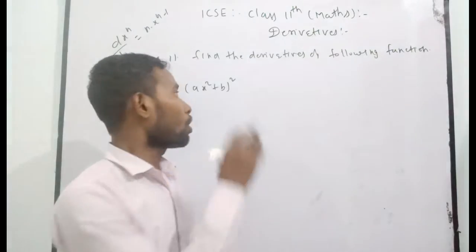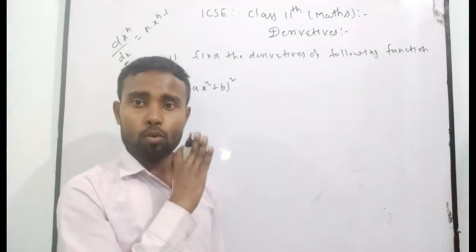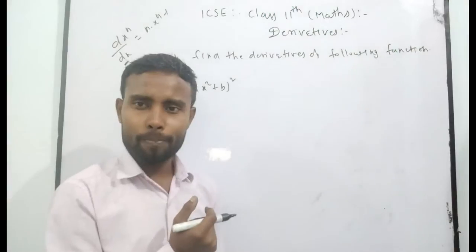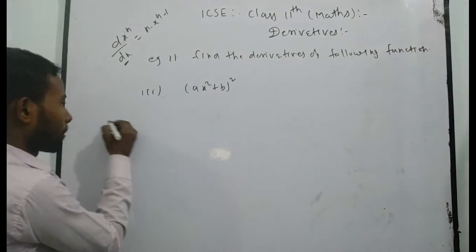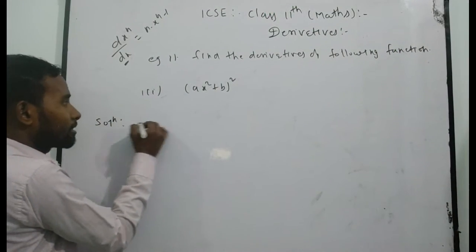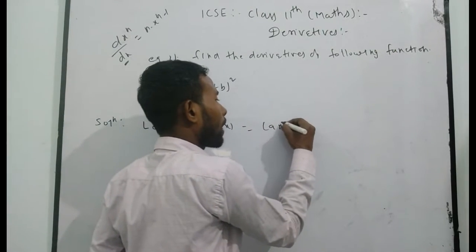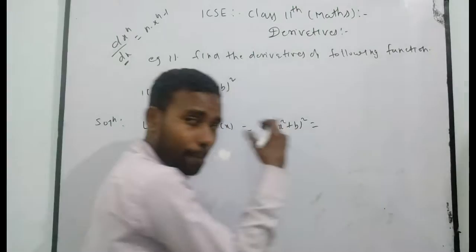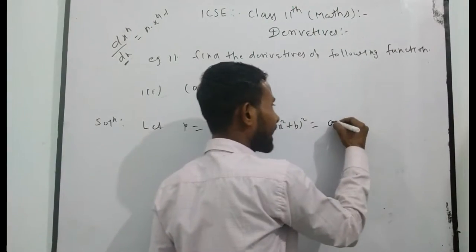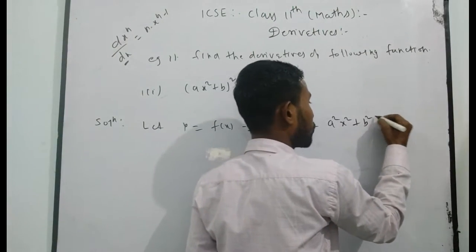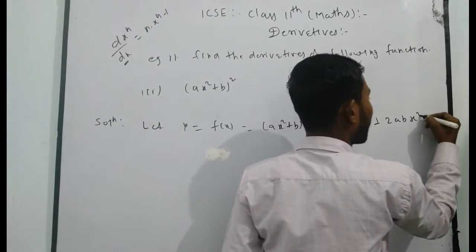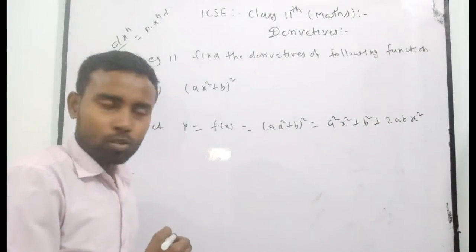So I suggest you don't use that method. In that case, how can you solve this problem? It can also be solved. See here, suppose y is equal to f(x) is equal to (ax² + b)². Can you simplify it using the (a + b)² formula? Can you write a² + b² + 2ab? Can I write? Have you understood?